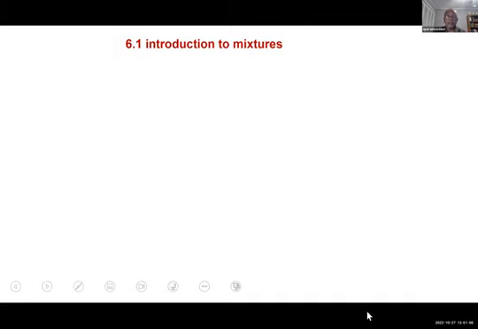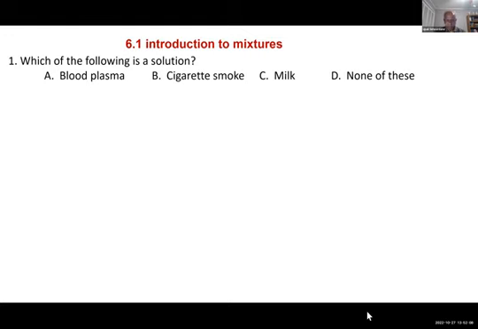Now, introduction to mixtures. Which of the following is a solution? A solution is a homogeneous mixture. Blood plasma is not homogeneous. It has large particles. Cigarette smoke is a solid and a gas, it is smoke. Milk is not a true solution. It's a colloid. So none of these are solutions or homogeneous mixtures. Therefore, the answer is D.